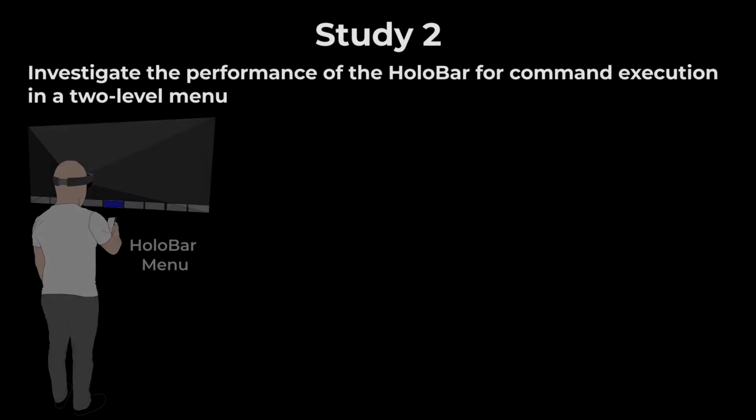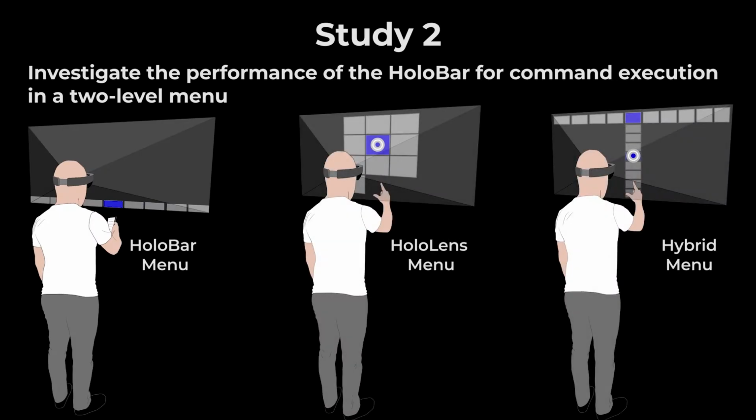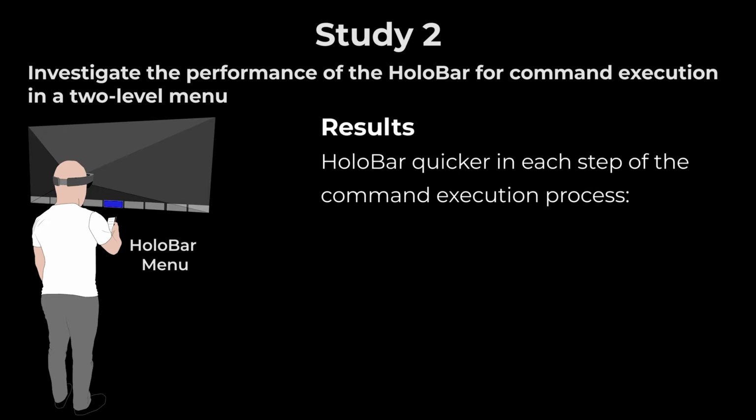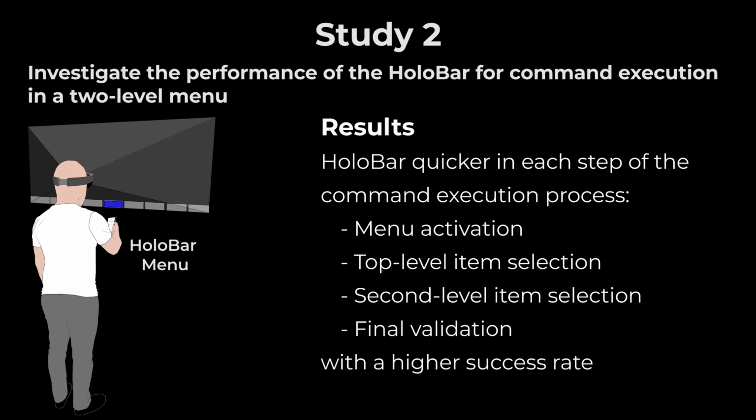Then we investigated the performance of the HoloBar for command execution in the 2-level menu compared to the HoloLens menu and hybrid menu, combining the default interaction technique of the HoloLens menu with the graphical layout of the HoloBar menu. The results show that the HoloBar ensured not only a quicker overall completion time, but also outperformed the other approaches on each step of the command execution process: menu activation, top-level item selection, second-level item selection, and final validation with a higher success rate.